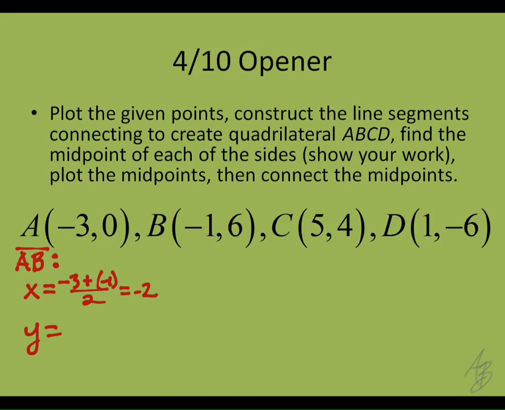And how about the y-coordinate? Go ahead, Jimmy. And 0 plus 6 divided by 2, which is 3. Okay, so what is the midpoint of segment AB? So the midpoint of segment AB is -2, 3. I'm calling it M just so we know that that is the midpoint of that segment. So the midpoint of segment AB is -2, 3, and then you can transfer that onto your graph.